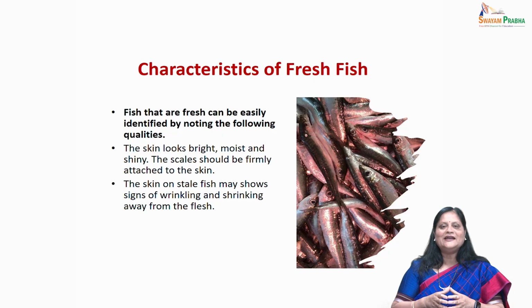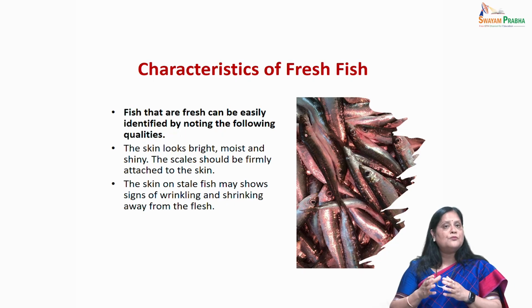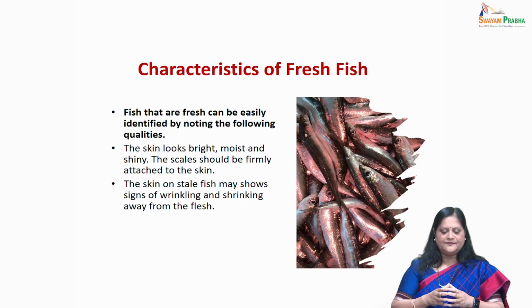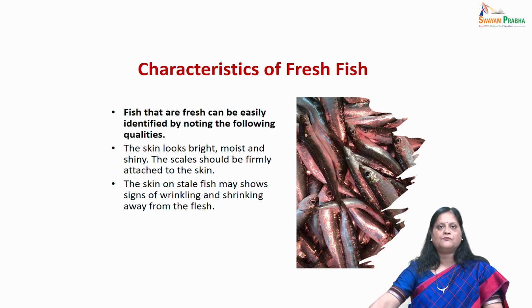Let us understand characteristics of fresh fish. Fish that are fresh can be easily identified by noting the following qualities. The skin looks bright, moist and shiny. The scales should be firmly attached to the skin. The skin on stale fish may show signs of wrinkling and shrinking away from the flesh.